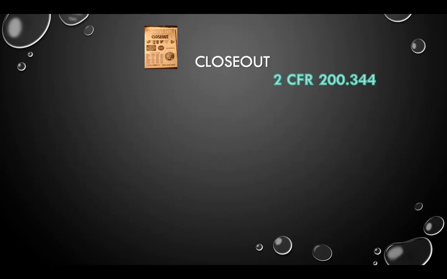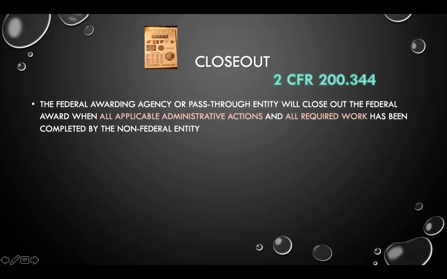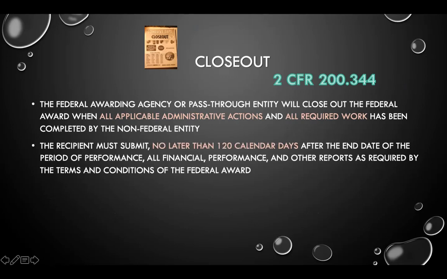Closeout of the award, described in 2 CFR 200.344. The federal awarding agency or pass-through entity will close out the federal award when all applicable administrative actions and all required work has been completed by the non-federal entity.